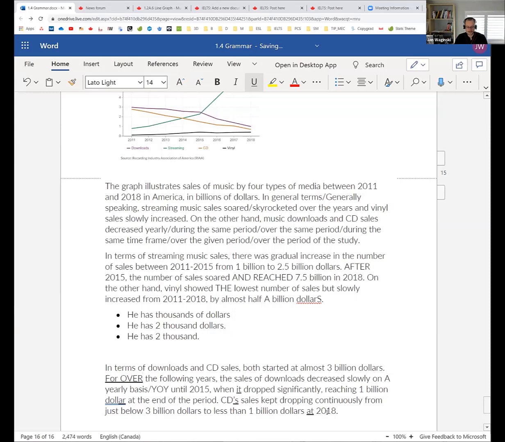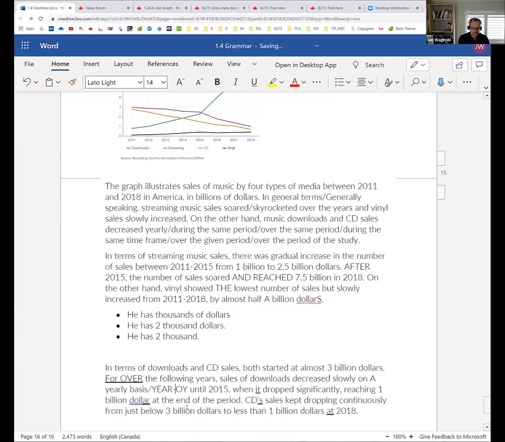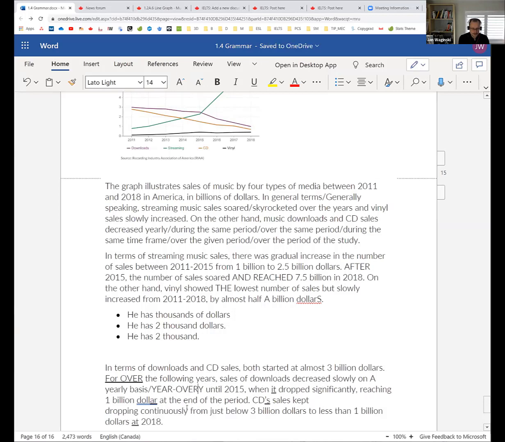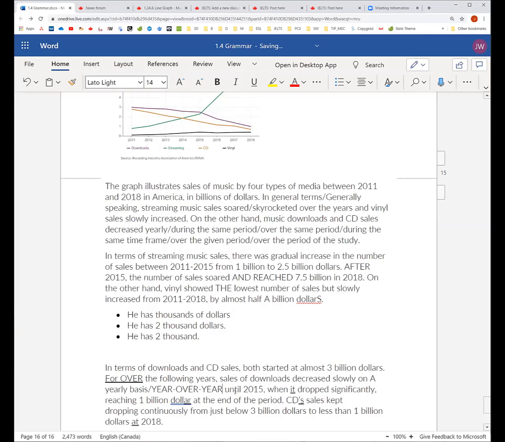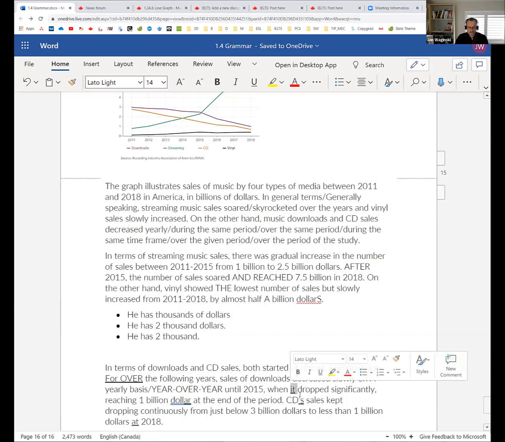Over the following years, the sales of downloads, we don't even need the sales of downloads, decreased slowly on a yearly basis, or instead of on a yearly basis, as Dina said, year on year, year over year, year by year. Year over year is a common expression when you're talking about sales. Sales of downloads decreased slowly year over year until 2015, when, if you do this, you're getting a band 6 on coherence and cohesion.